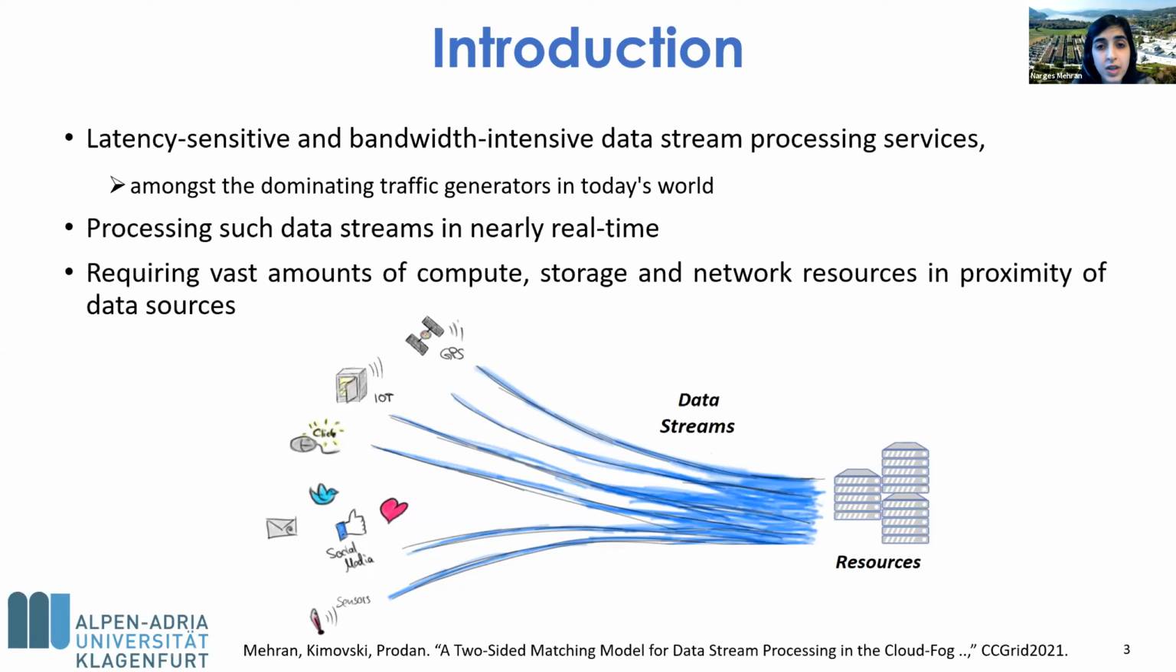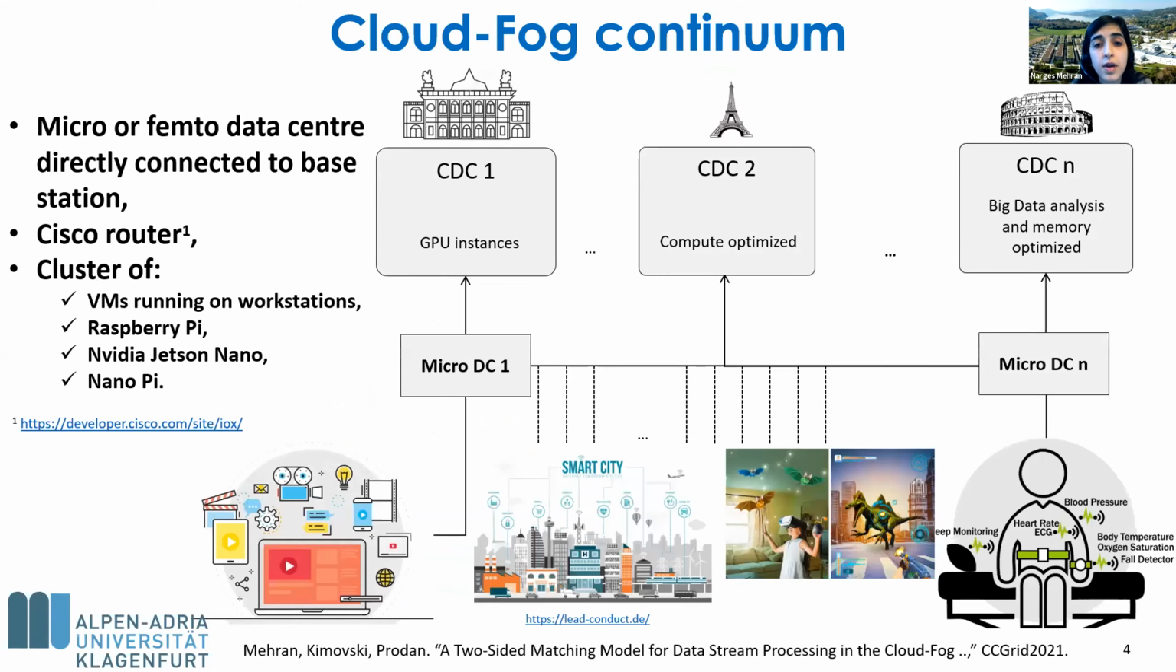data sources. That's why the idea of fog computing has been proposed, by placing some sort of micro data center or femto data center, directly connected to the base stations, to do some pre-processing and filtering on the data to be processed by the corresponding applications, before sending this data to the cloud data centers.